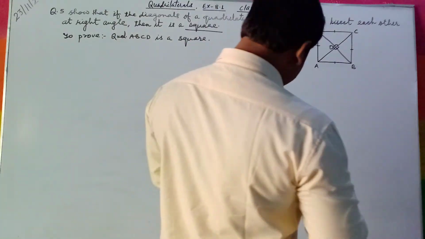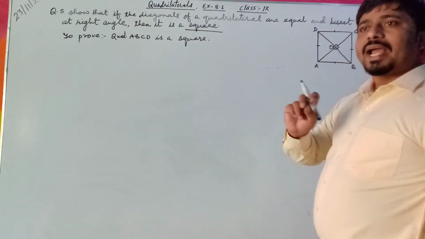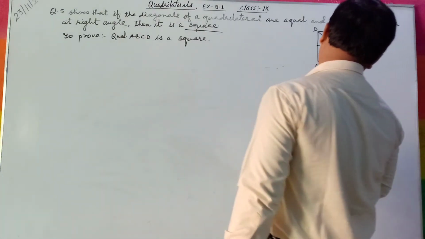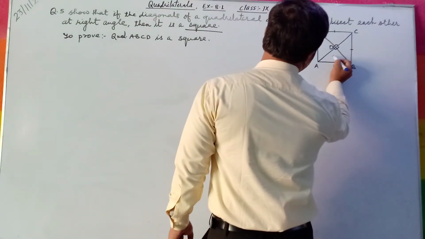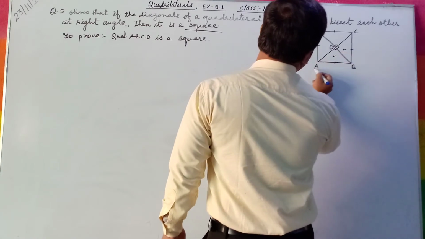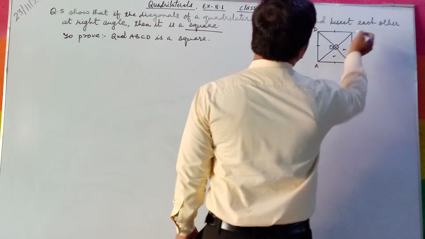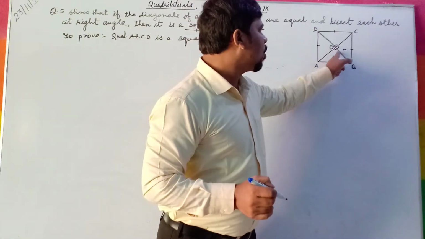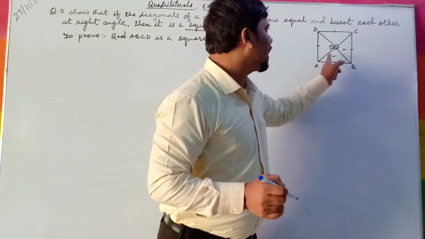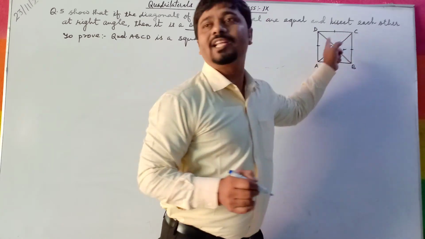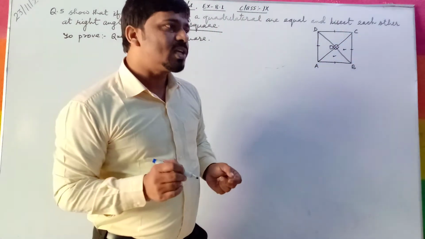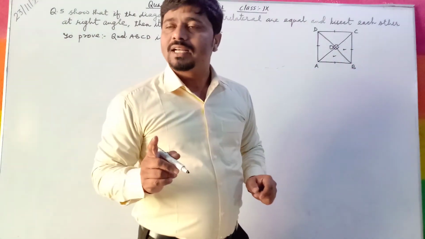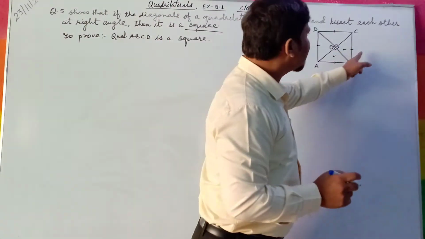So each angle 90 degrees and all sides equal, that we have to prove. Let's see these two pictures: triangle AOB and triangle BOC. In these two triangles, you can ask, sir, why have you taken these two triangles? Because we have to prove all sides are equal.